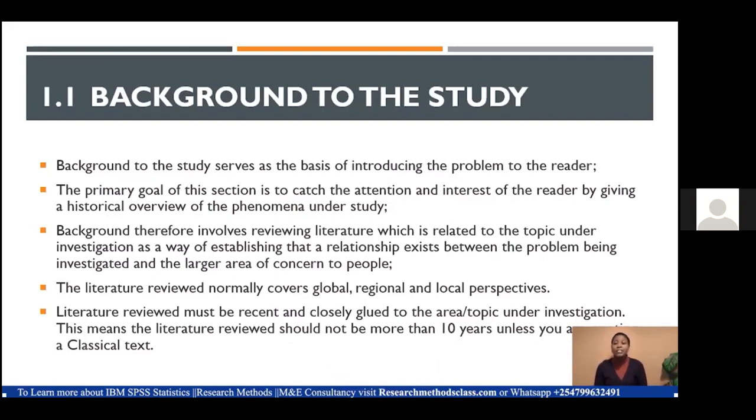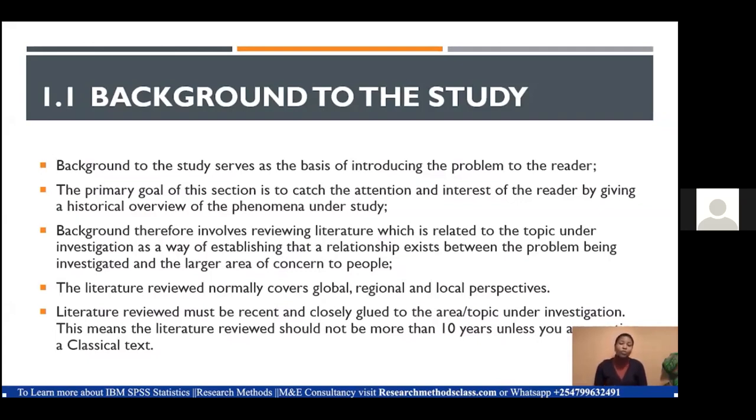Background, therefore, involves reviewing literature which is related to the topic under investigation, or which is related to the variables under investigation, as a way of establishing that a relationship exists between the problem being investigated and the larger area of concern to people. Now, note that the problem that you are discussing at the background, or the problem you want to investigate, many people have written about it. But there is something special about your problem which we are going to discuss under section 1.2.